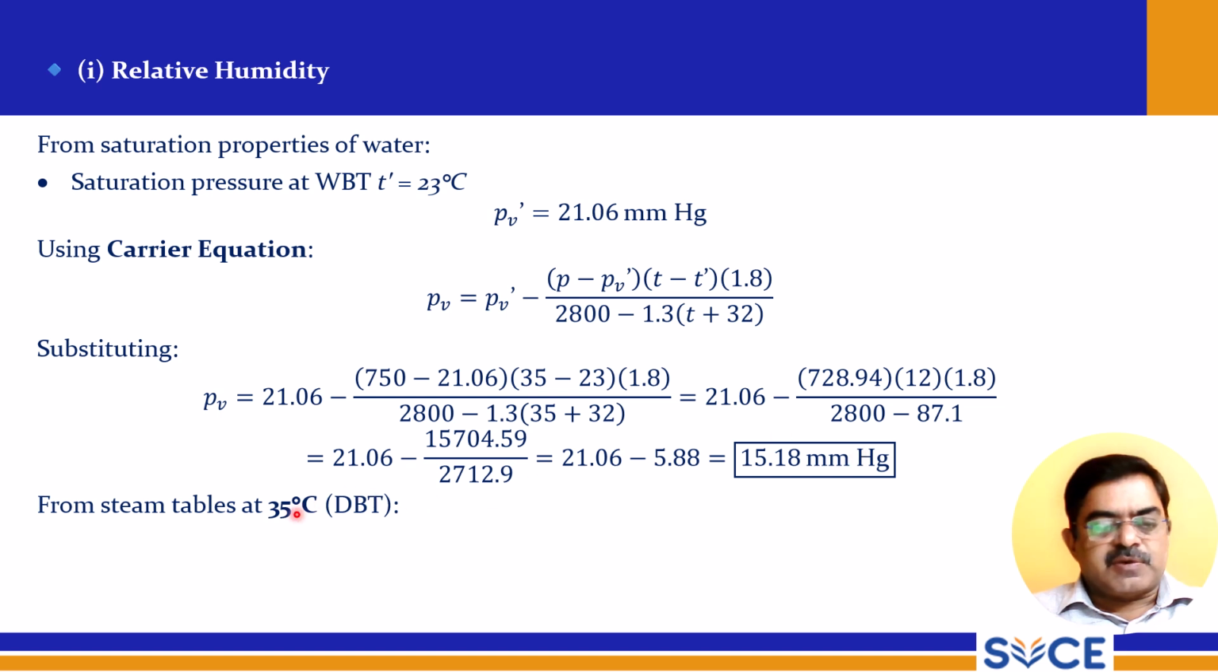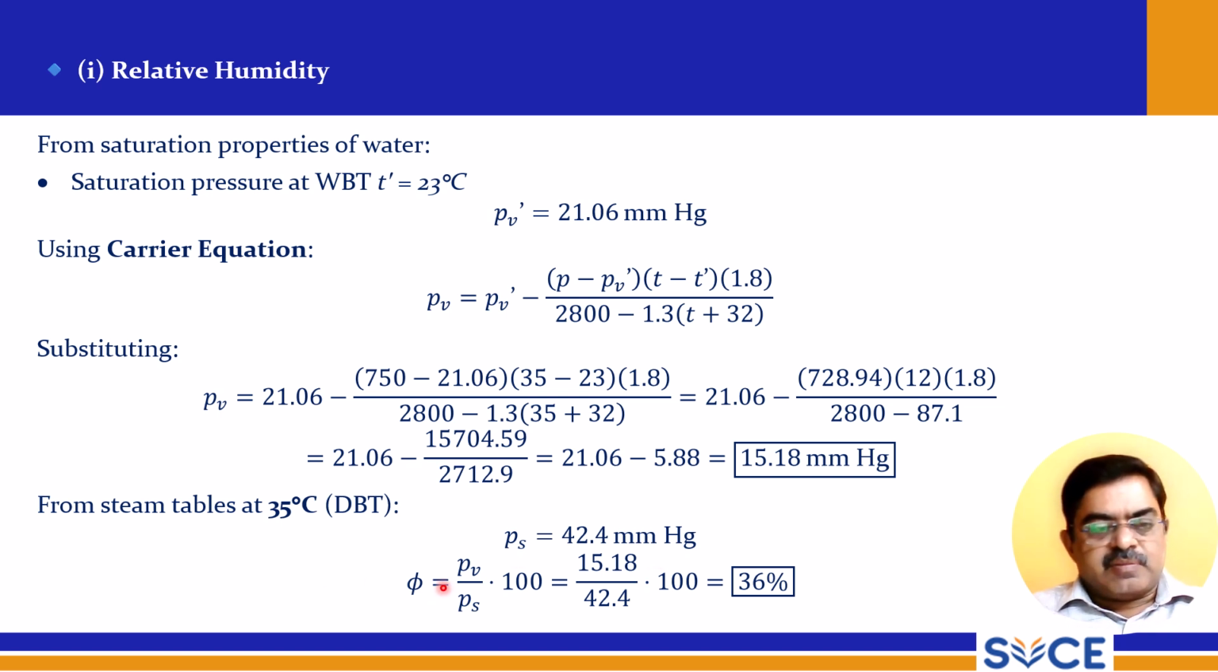From steam tables at 35 degrees Celsius DBT, dry bulb temperature, PS from tables is 42.4 mm of Hg. So now phi, that is relative humidity, can be calculated. That is equal to PV by PS into 100. So that is 15.18 divided by 42.4 into 100. So that is exactly 36%.